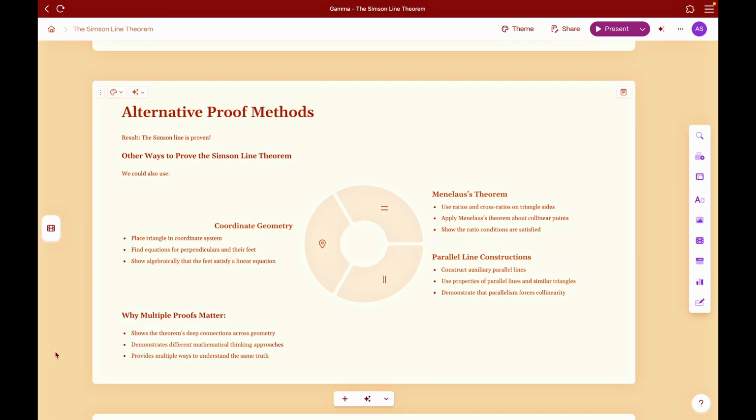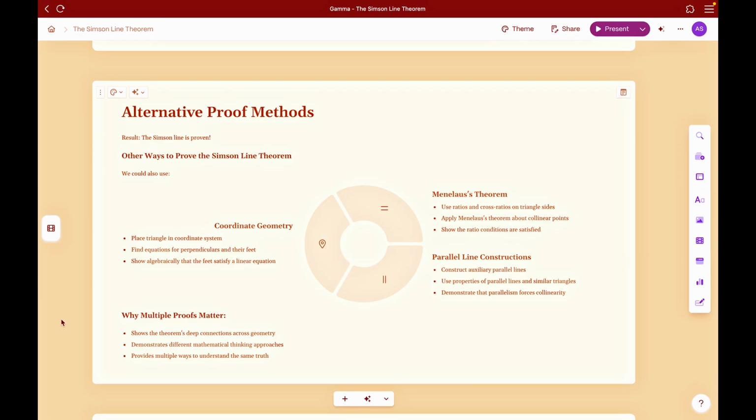The final method is Menelaus's theorem. This uses ratios and cross ratios on triangle sides. And this is the theorem we will be covering in the 4th video of the 5 videos that I'm releasing this week. And this shows the ratio conditions are satisfied.